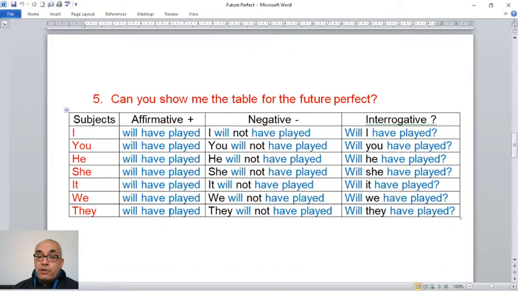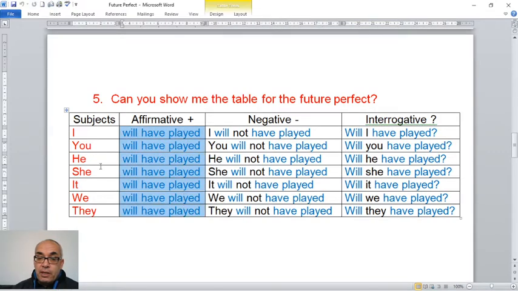Number 5, this is future perfect, as you can see. So, will have played. All the time is the same. These are the subjects. Everything in blue is the verb. So here the verb is will have played. So 3 verbs make future perfect.